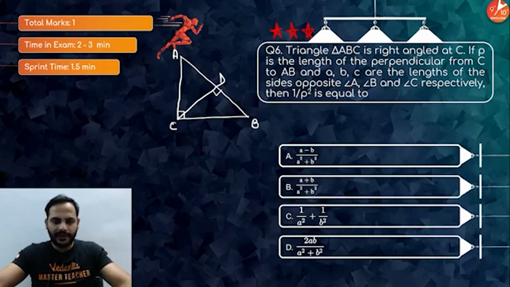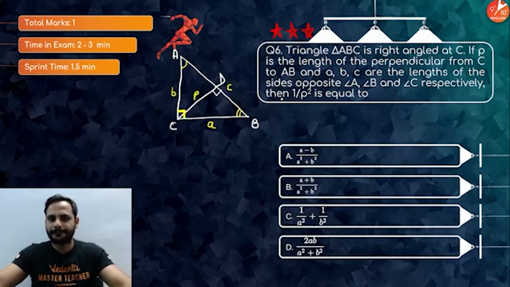Opposite to angle A, you have side a. Opposite to angle B, you have side b, and opposite to angle C, you have side c. And this is side small p. P is the length of the perpendicular, so CD is equal to p. BC is equal to a, AC is equal to b, AB is equal to c. So, what is the value of 1 upon p square?